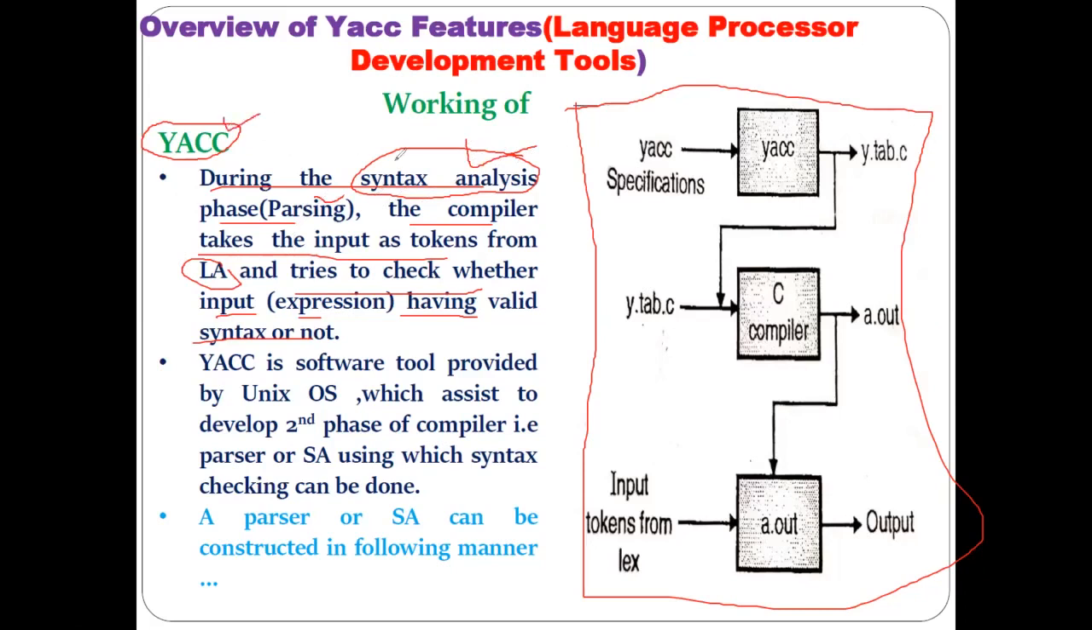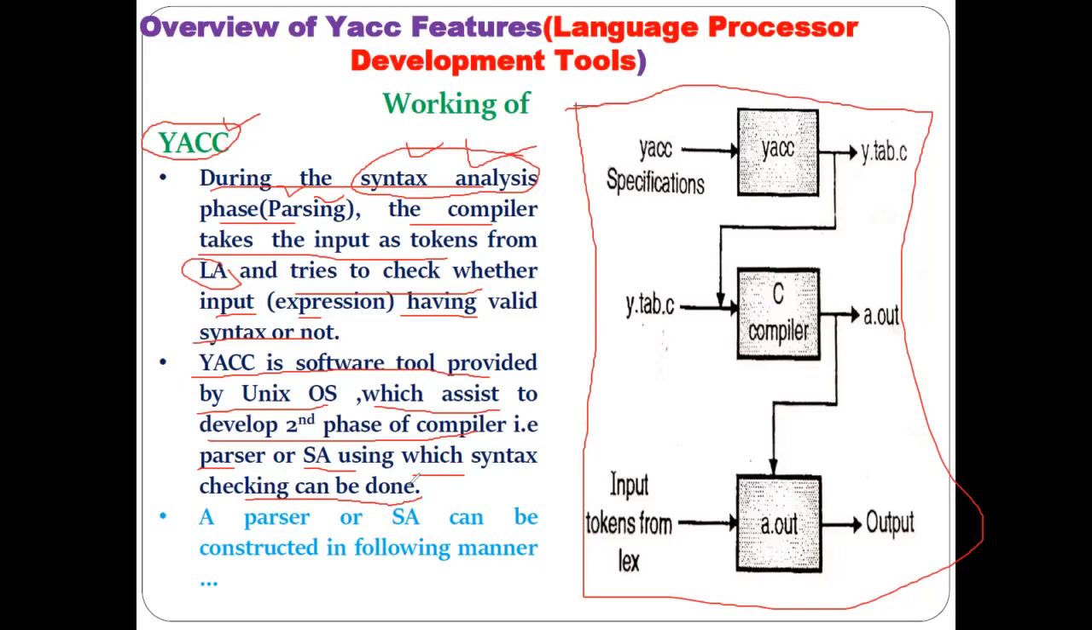And such an automatic tool to generate a syntax analyzer or parser is the Yacc tool. Okay. So Yacc is a software tool provided by the Unix operating system. Last time also I showed you how to install it using a command like sudo apt-get install bison. This is the command using which you can install the Yacc tool easily. Okay, so Yacc is a software tool provided by the Unix operating system which helps to develop the second phase of compiler, that is the parser or the syntax analyzer, using which you can check the syntax, whether a particular sentence or expression is syntactically correct or not.